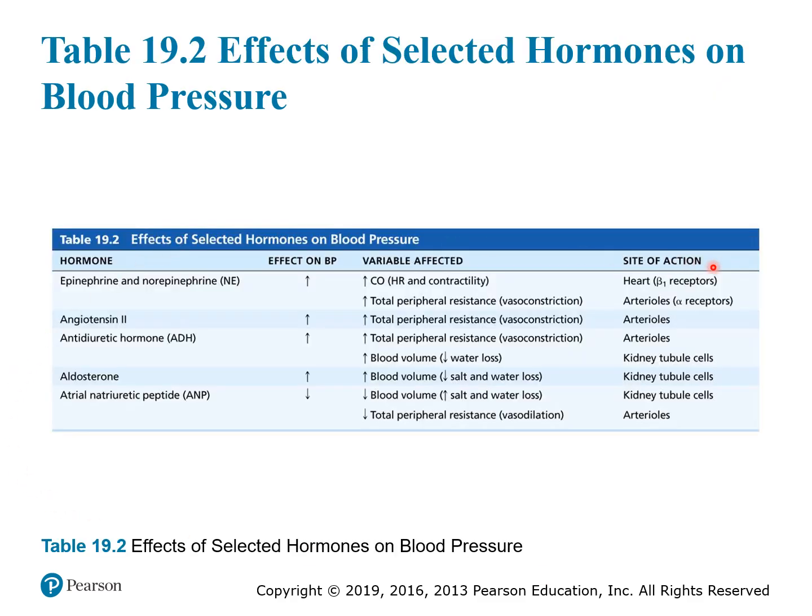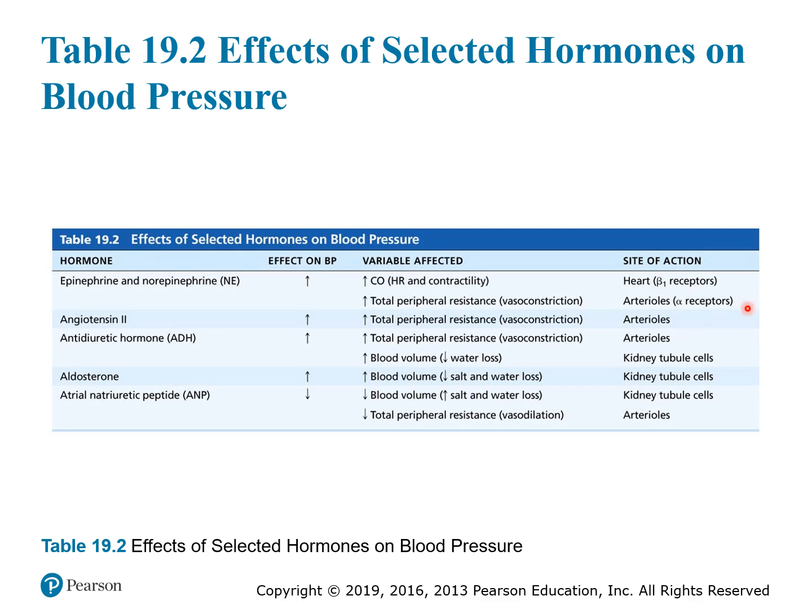So they have summarized these hormones in this table. Let's go over them. Epinephrine and norepinephrine. What is their effect on the blood pressure? It increases the blood pressure. And what are the factors which are affected? Cardiac output through heart rate and contractility, and on the heart, beta-1 receptors are present for epinephrine and norepinephrine. They also increase the total peripheral resistance, which is known as vasoconstriction, and this happens in the arterioles, and the receptors are the alpha receptors.